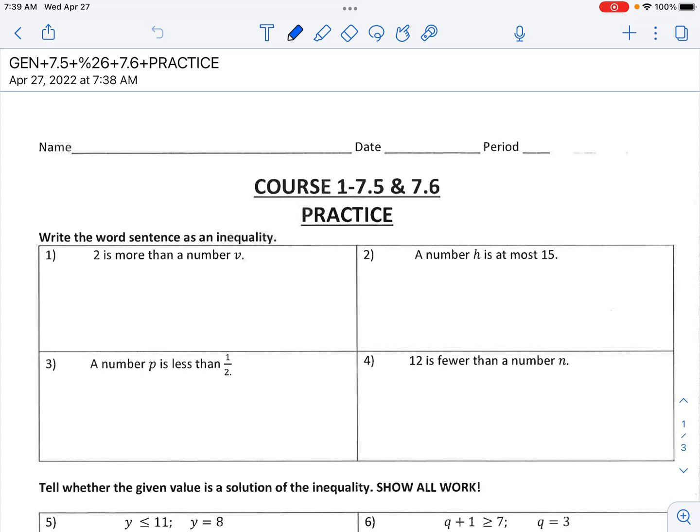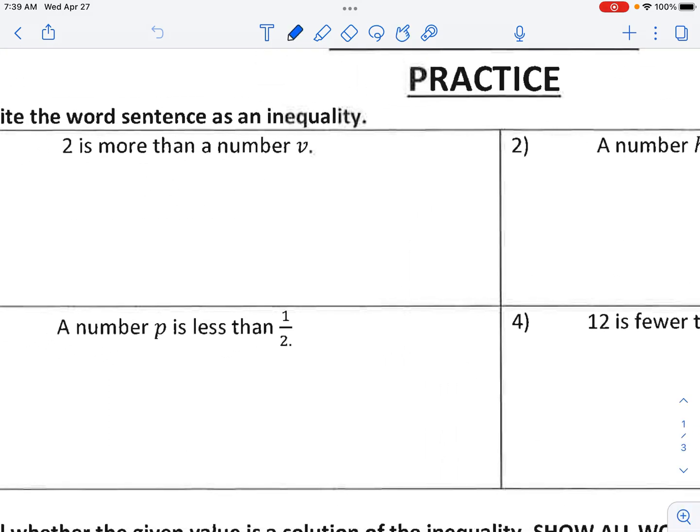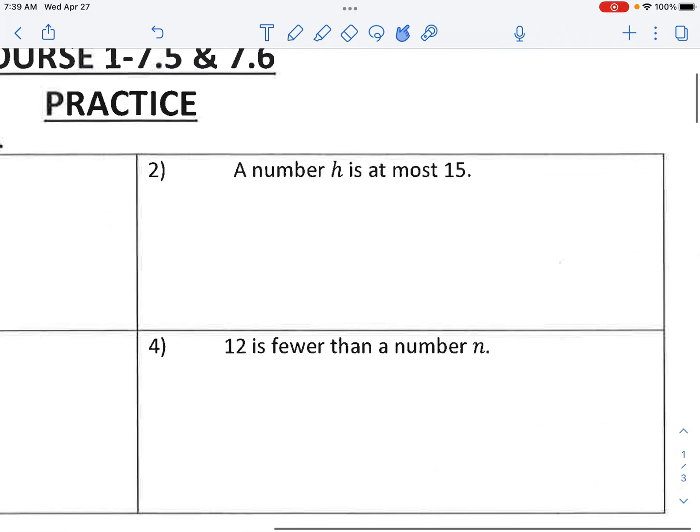So directions for 1 through 4, write the word sentence as an inequality. So I'm going to zoom in here a little bit. All right, so 2 is more than a number v. 2 is more than would be greater than v. 2 is greater than v. That's all you had to do.